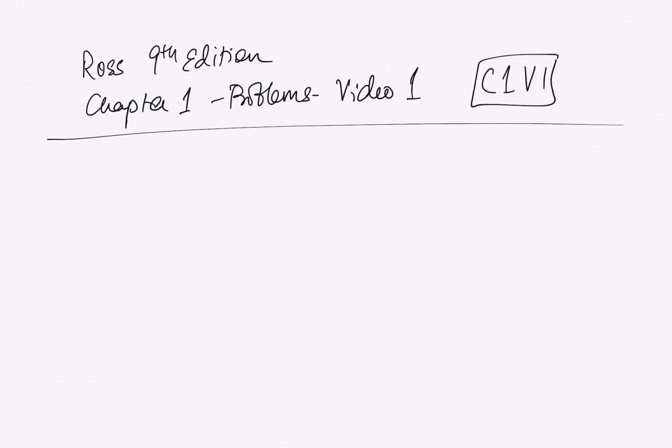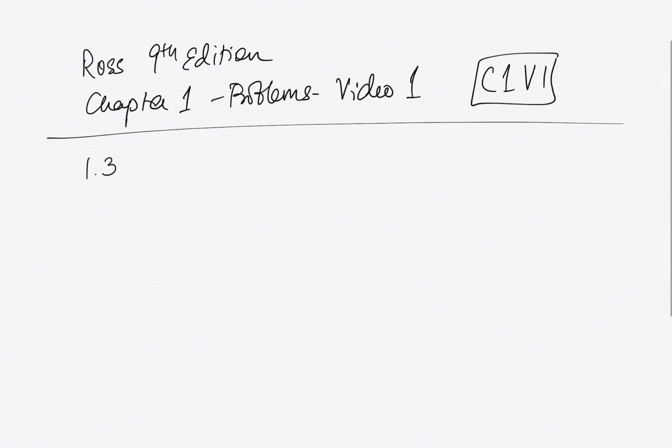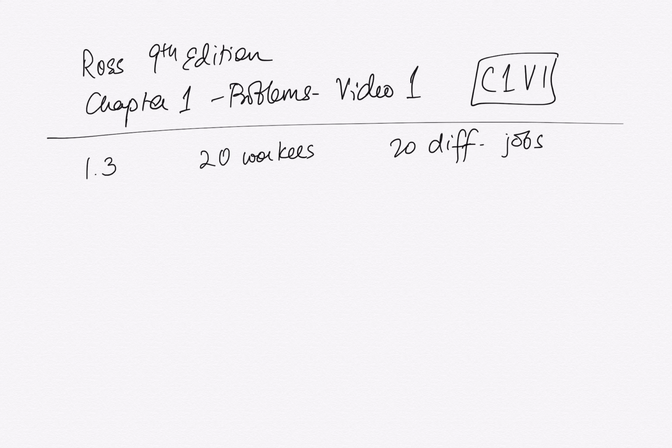We're going to do problem number 3, chapter 1, problem number 3. We'll start with the basics. What does the question say? 20 workers are to be assigned 20 different jobs, 1 to each job. How many different assignments are possible? So we have 20 workers and 20 different jobs. How many different ways can you assign these jobs to the workers?